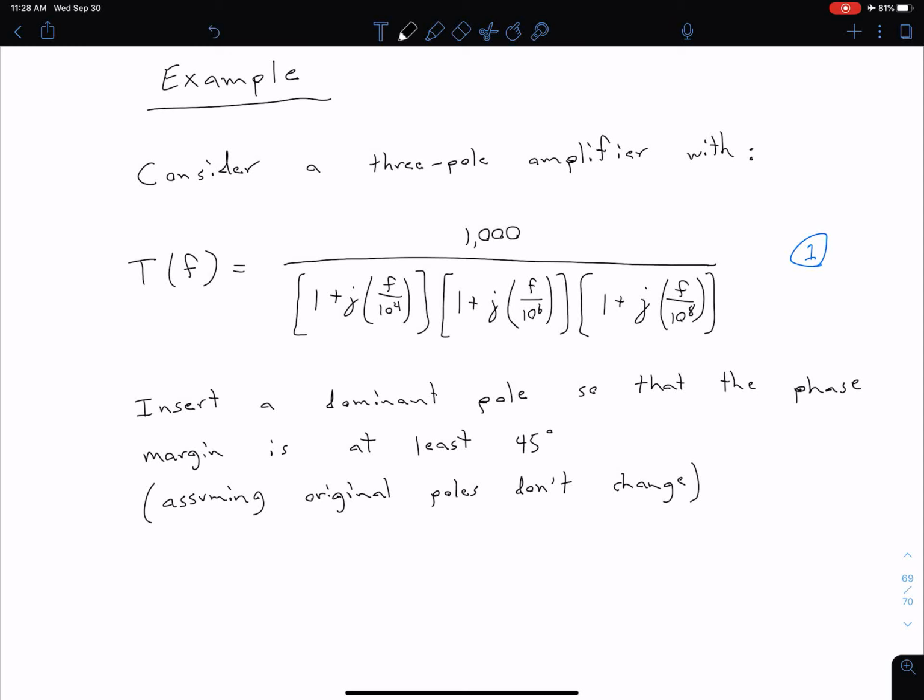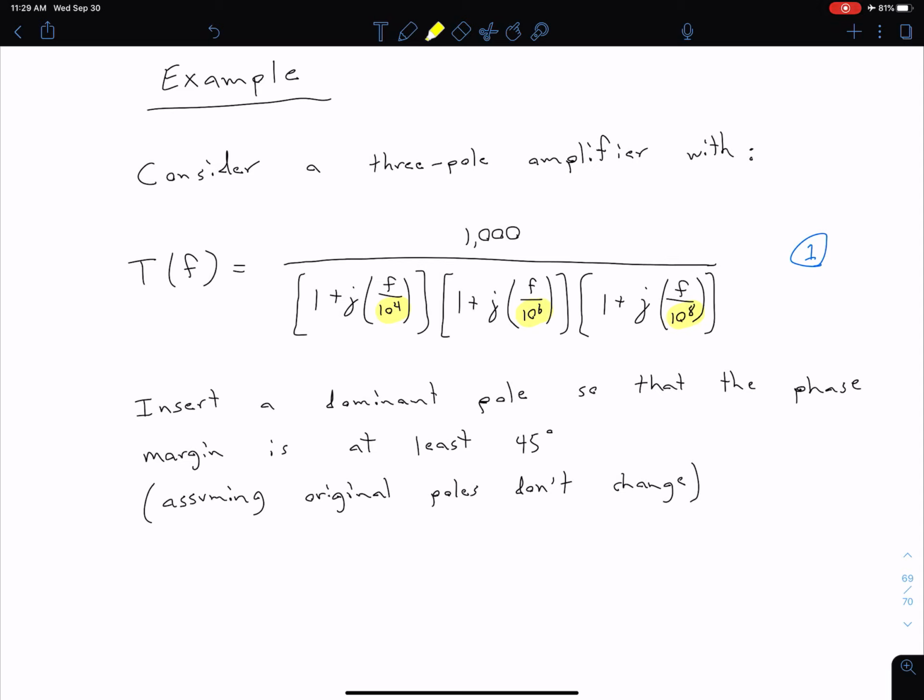Let's now look at an example where we're taking a system that starts out as unstable, and by providing frequency compensation, we can make the system stable. So we're going to consider a 3-pole amplifier with a loop gain function as given in equation 1. We notice we have 3 corner frequencies: 10 to the 4th, 10 to the 6th, and 10 to the 8th. We assume that these are far enough apart so that they're not really interacting, and that's going to be useful as we're doing a certain part.